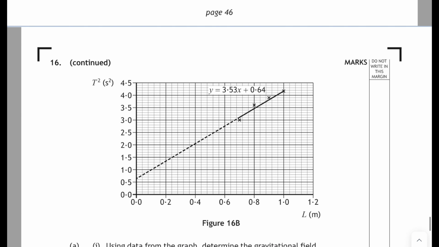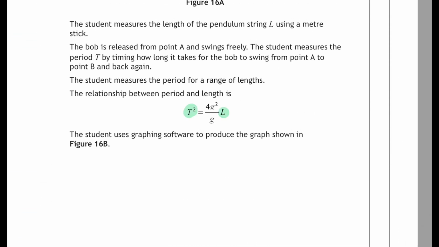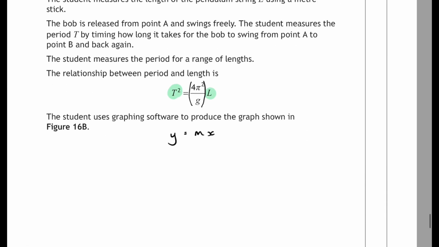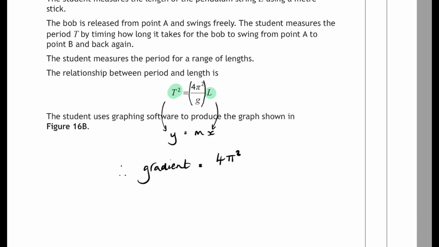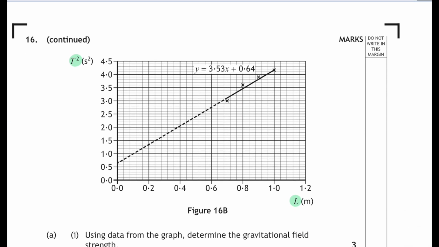So this time we're given the graph. Not only that, we're given the equation of the line as well. And we've got T squared on the y-axis and L on the x-axis. And if we go back and look at that relationship, then it's in the form of y equals mx, T squared on the y-axis, L on the x-axis. So 4 pi squared over G will be equal to the gradient. And remember, we can see what that gradient is on the graph because we've got the equation of the line, y equals mx plus c. So the gradient is 3.53.